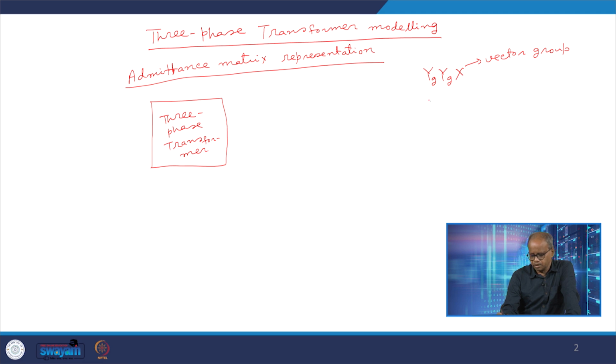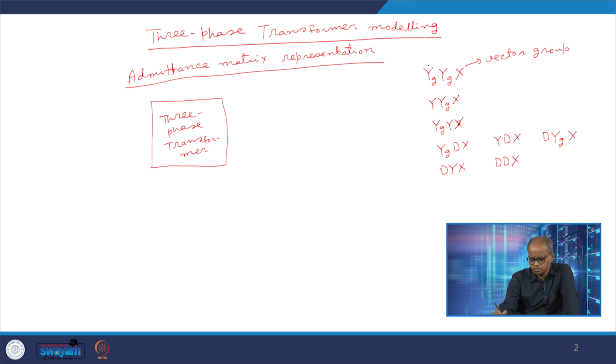It also can be, let us say, YYgX, it can also be YgYX, it can also be YgDX, it can also be YDX, it can also be DYgX, it can also be DYX, and it can also be DDX, anything we are talking about.